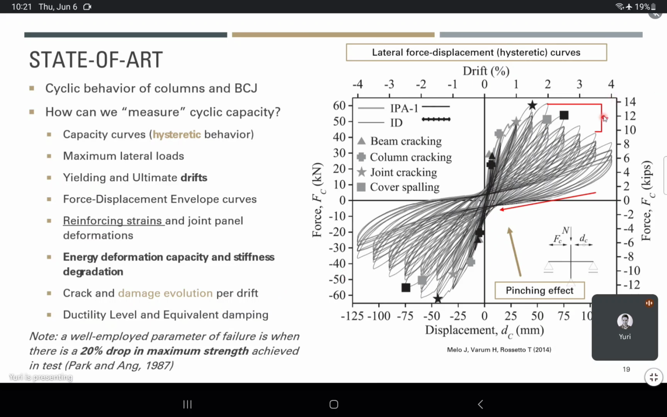An important measure that we define during this test is how we define failure. We usually define failure by a percentage of the maximum strength that the specimen reached, until that level can no longer be reached. Usually it is, for example, a 20% drop. So we usually define that.